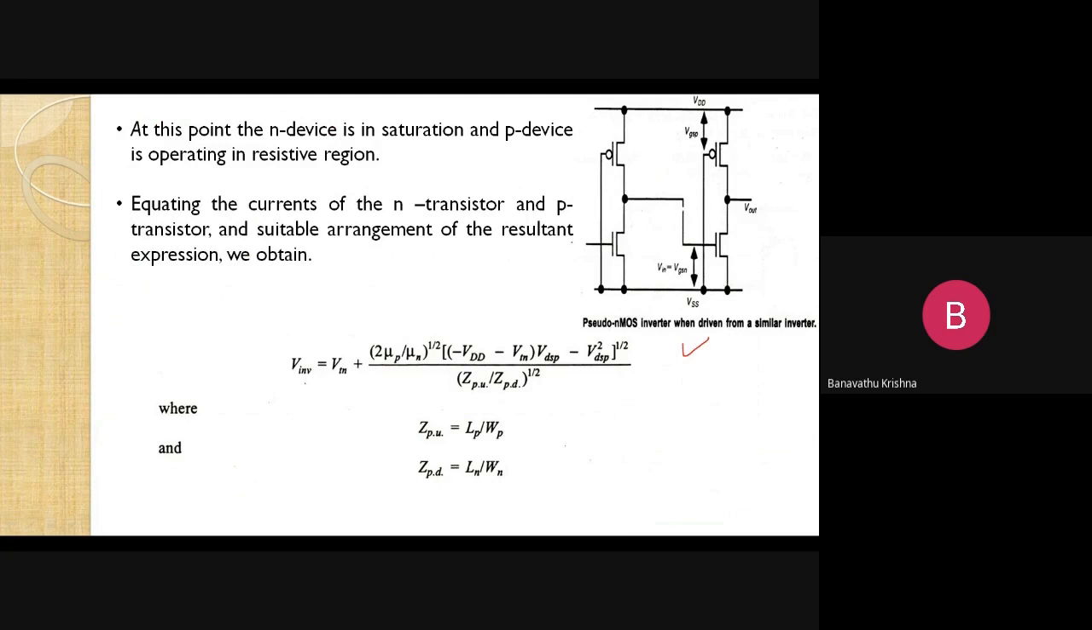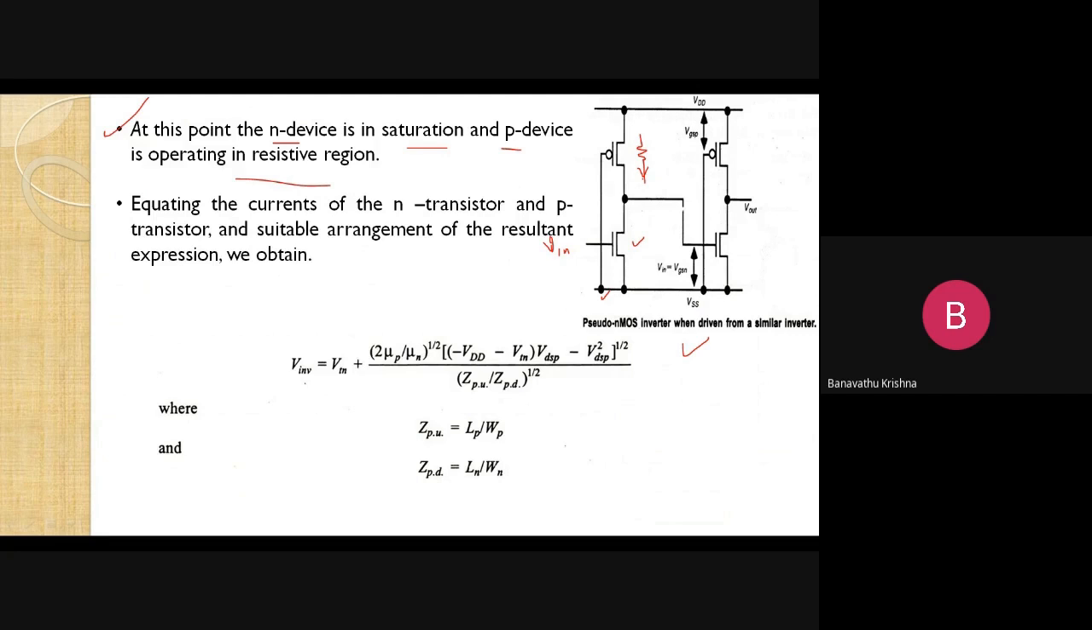So here I am going to apply V input. The output of the first system is given to the input of the second device, and the gate of the pull-up device is connected to VSS. At this point the N device is in saturation mode, as I apply V input equal to VDD by 2 at the NMOS device. The P device is operating in the resistive region, right? The resistive region.